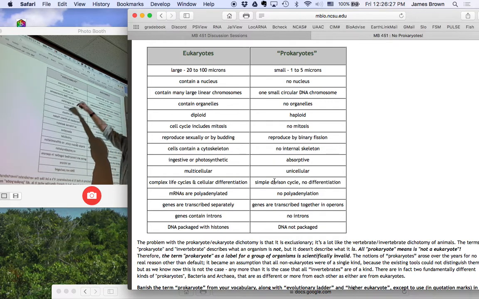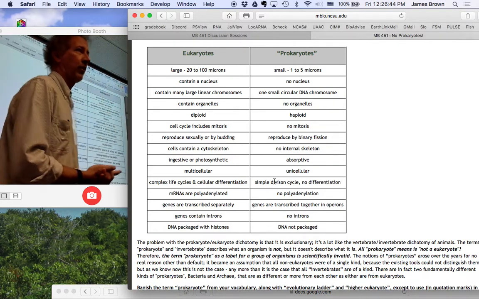Eukaryotes have a nucleus and prokaryotes don't. How many of you have had metabolic regulation class? Yeah, so you know that's false, right? They don't have a nucleus with a nuclear membrane, but they certainly have a region where all the nuclear stuff happens. And it goes through the same kind of processes that the nucleus of a eukaryote does.